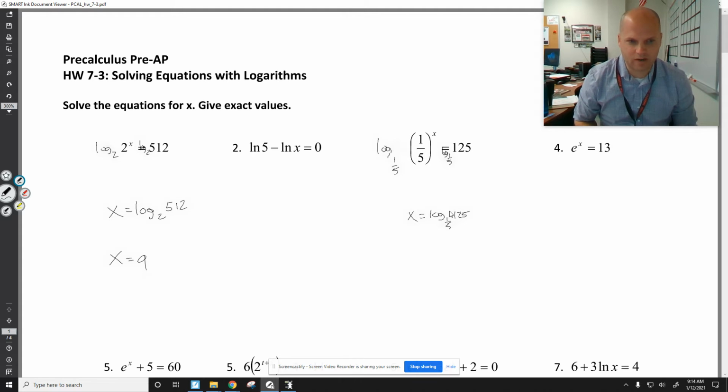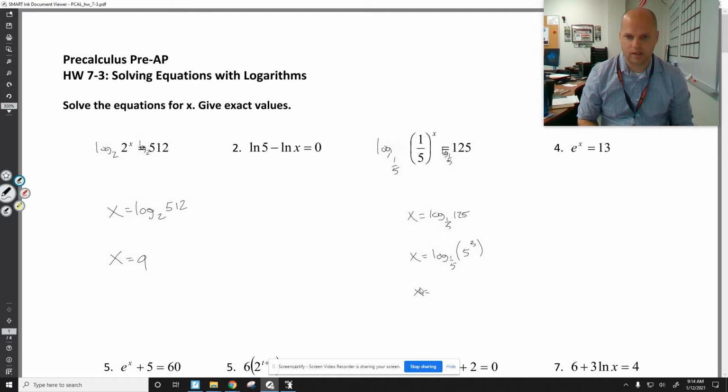Now, you can try to figure out this number using your noggin. It's 1/5 to what power equals 125. You could try to rewrite 125 as a 1/5 to a power. Let me show you how you do it. 125 is 5 cubed. Okay, so I'm writing this. I still can't undo this because I need this to be a 1/5.